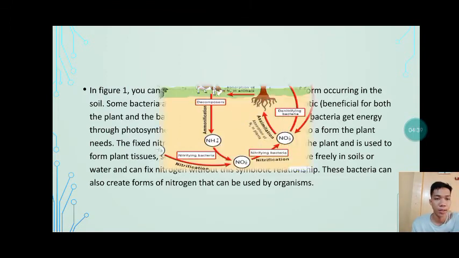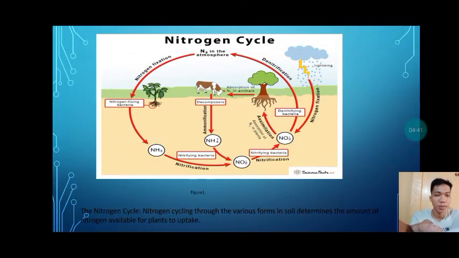The next slide. This is the picture of the nitrogen cycle. The nitrogen fixation. Nitrogen needs to get converted to nitrogenous compounds. This process is called nitrogen fixation.